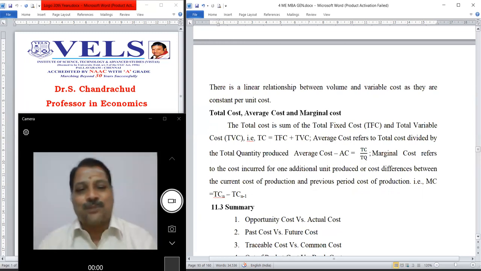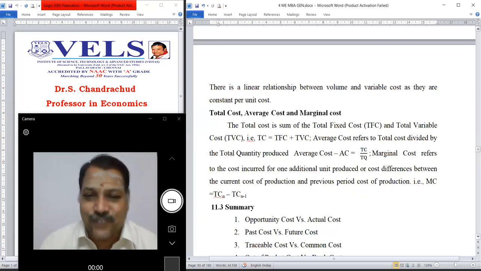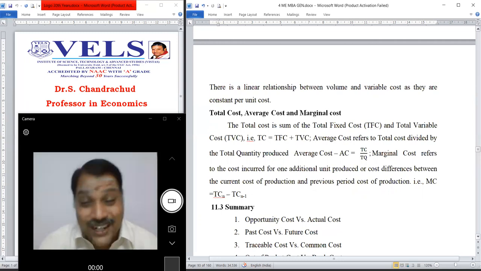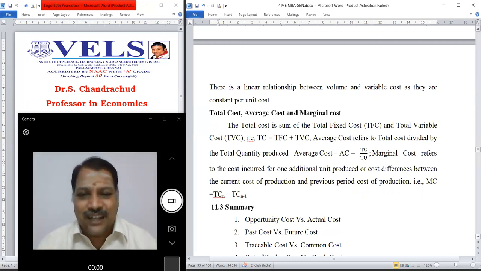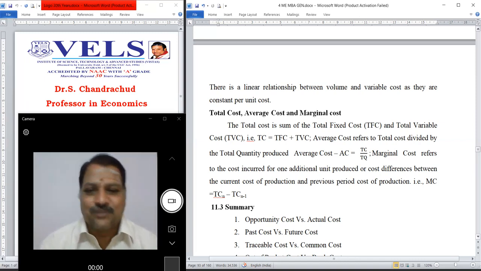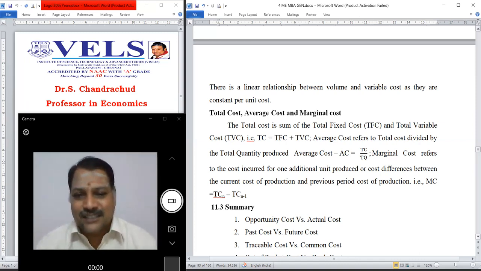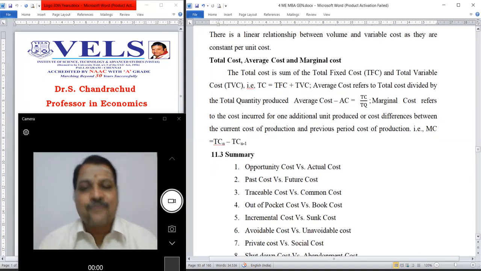The third one is marginal cost. The marginal cost refers to the cost incurred for one additional unit produced, or the cost difference between the current period's cost of production and the previous period's cost of production. MC equals total cost in the nth period minus total cost in the n-1th period.